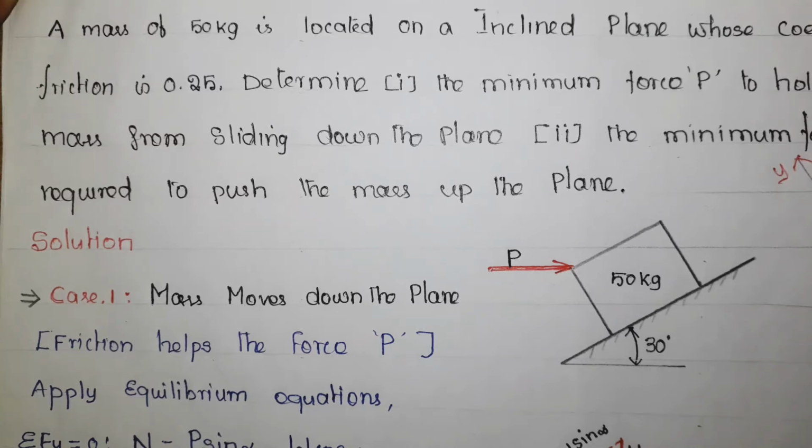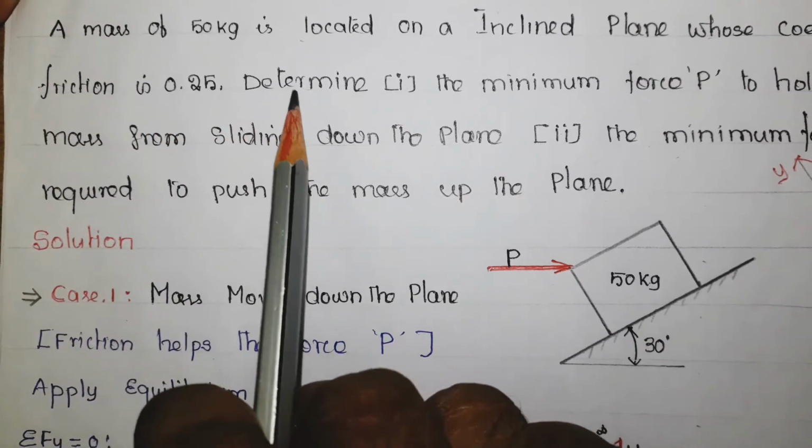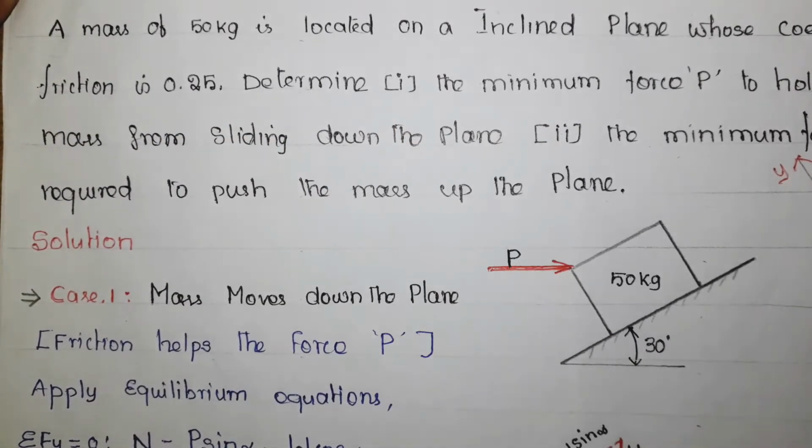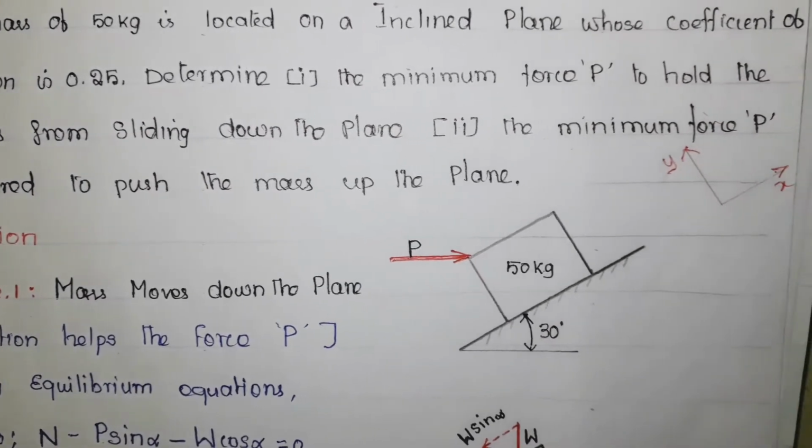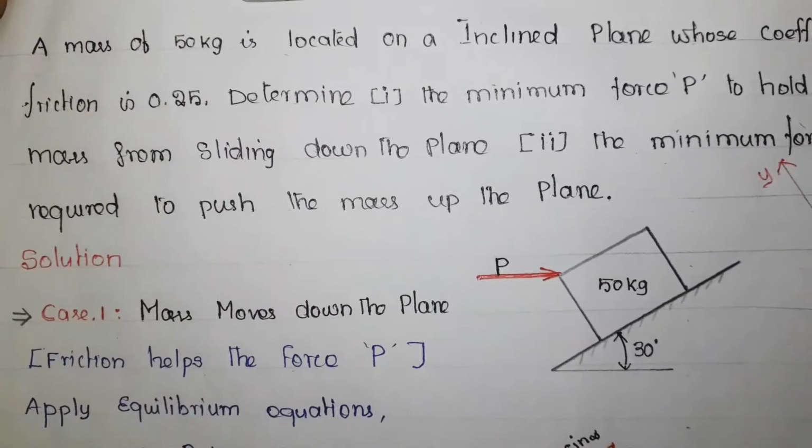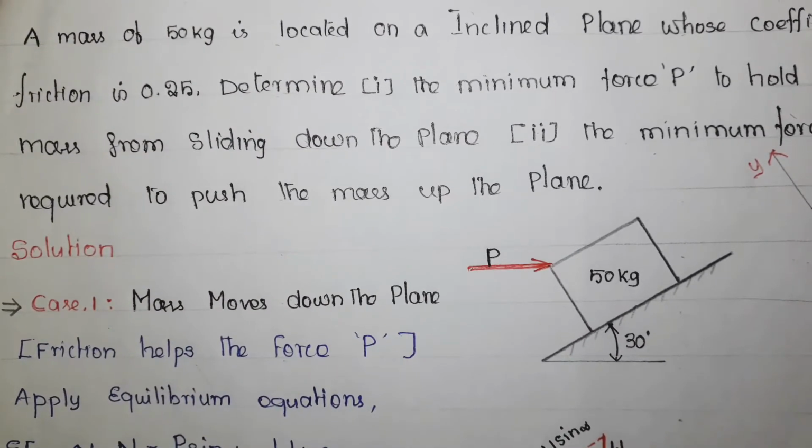Good morning. In this video, we are going to see a single block on an inclined plane problem. Now, let us go to the problem. A mass of 50 kg is located on an inclined plane whose coefficient of friction is 0.25.